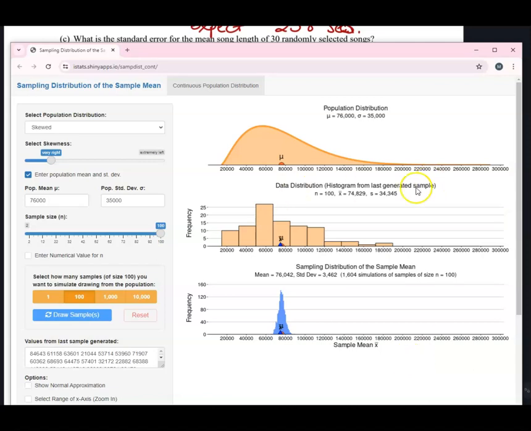I love this website. I think it's a really good way to show you how these sampling distributions look. And we'll talk more in the next lesson about what the shape of this is going to eventually look like.